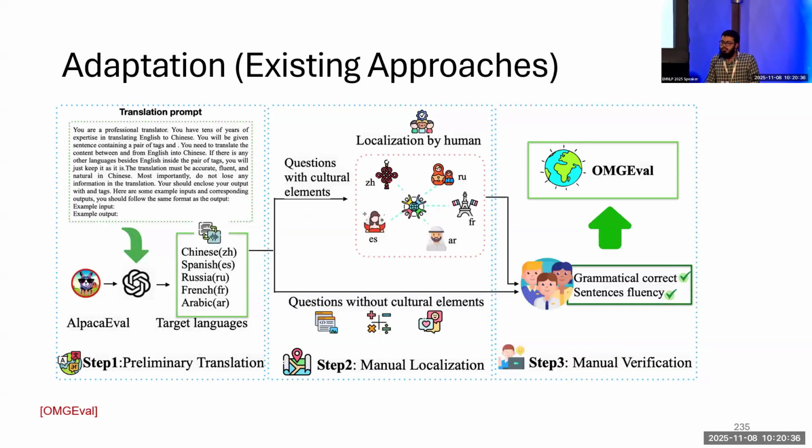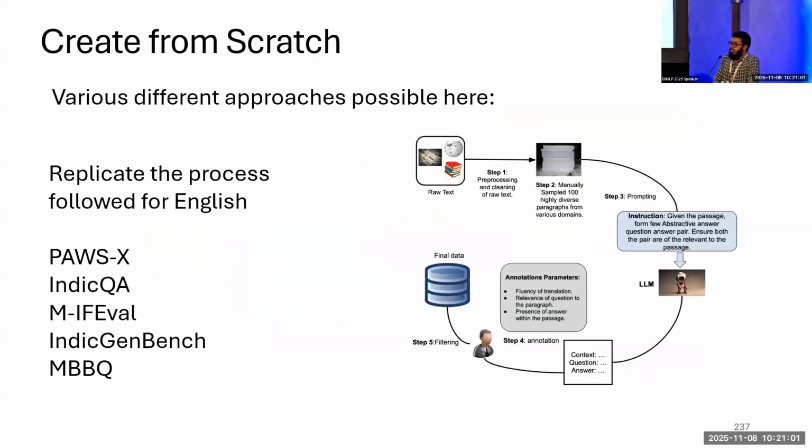This is exactly one such approach, wherein you first translate your benchmarks to different languages. In this case, they've used ChatGPT as the translator. Then for the questions for which localization is possible, that is, cultural grounding is possible, you ask some humans to localize them. For the ones that don't require any cultural elements, like maths and other things, you can directly go ahead. The third option is creating from scratch. Again, a bunch of possible options here.